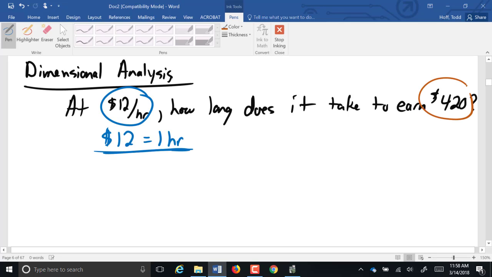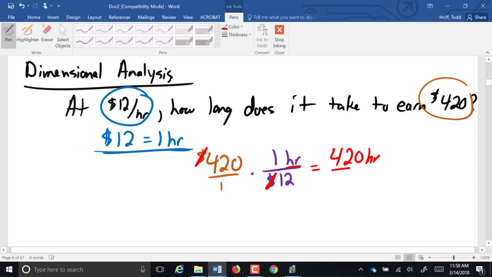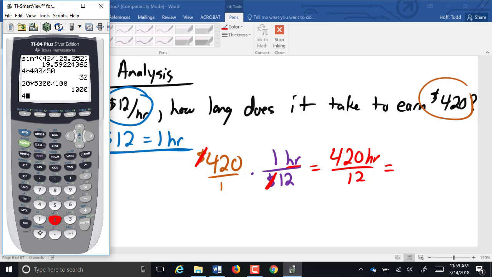So we're going to start out with the $420. And we're going to make it a fraction by putting it over 1. And we're going to use that conversion factor, that equivalency of $12 equals 1 hour. Well, we're going to put dollars on bottom so that they'll cancel out. So $12 is equivalent to 1 hour. Now what's going to happen is the dollars will cancel out and we're going to be left with hours. So 420 times 1 hour is 420 hours. 1 times 12 is 12. 420 hours divided by 12 is going to give us 35 hours.